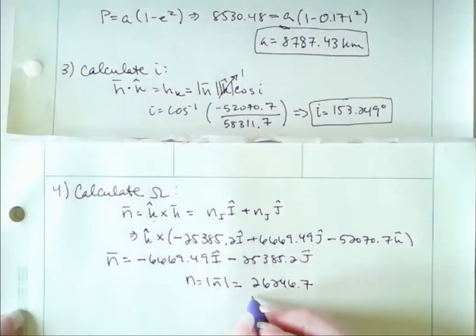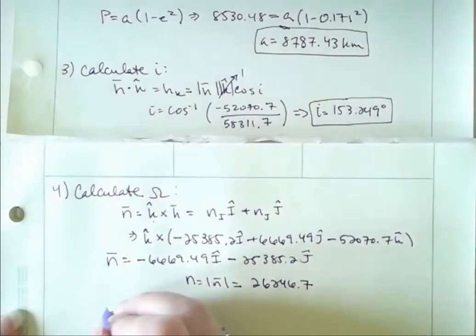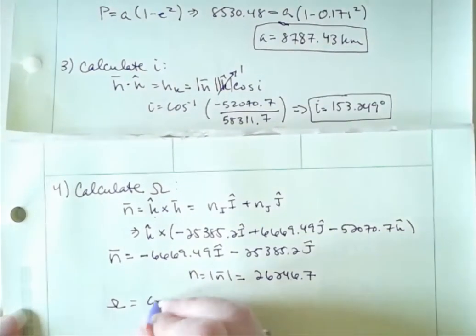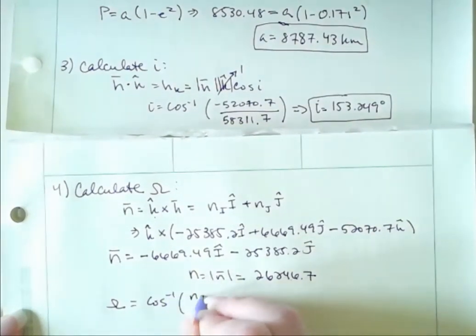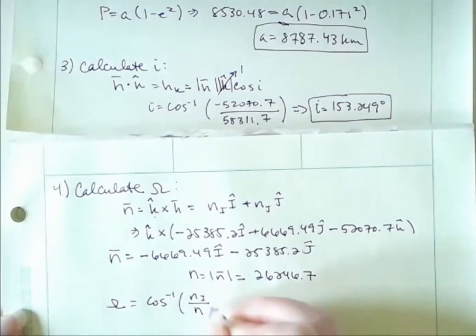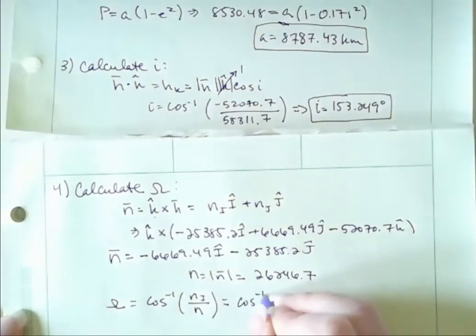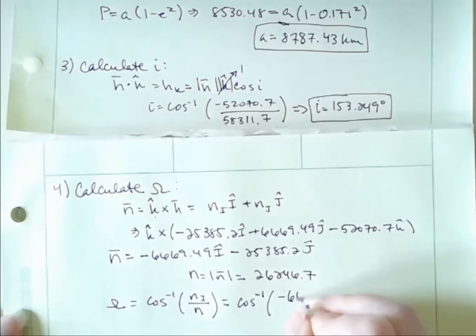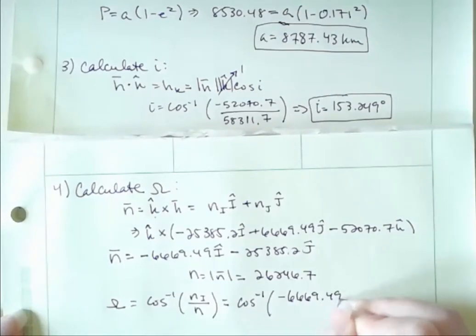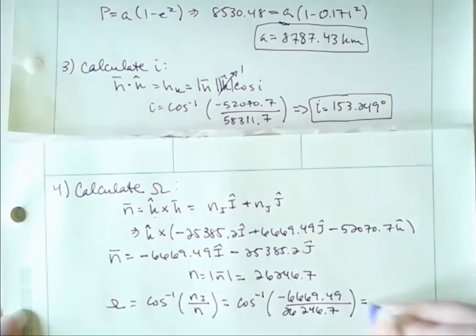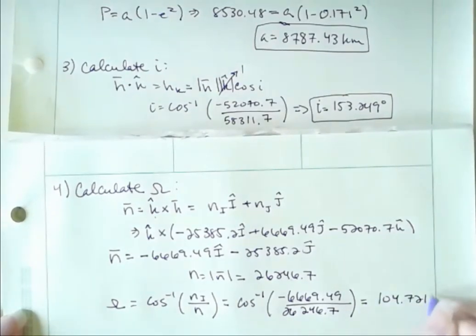All right, so now that we have this, now we are ready to find capital omega. So remember that is equal to the arc cosine of the I component of n over the magnitude of n. So we have all of that information now. So we'll have the arc cosine of negative 6669.49 over 26,246.7. And that equals 104.721 degrees.